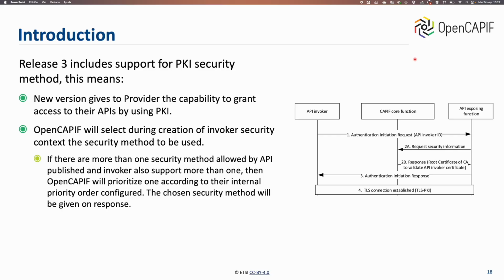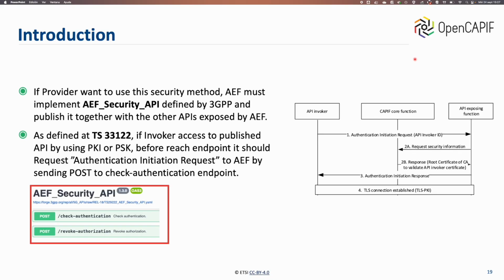OpenCAPIF will select, during the creation of the invoker security context, the security method to be used. If there is more than one security method allowed by the published API, and the invoker also supports more than one, OpenCAPIF will prioritize one according to its internal configured priority order. If the provider wants to use this security method, the AEF must implement the AEF security API defined by 3GPP and publish it together with the other APIs exposed by this AEF.